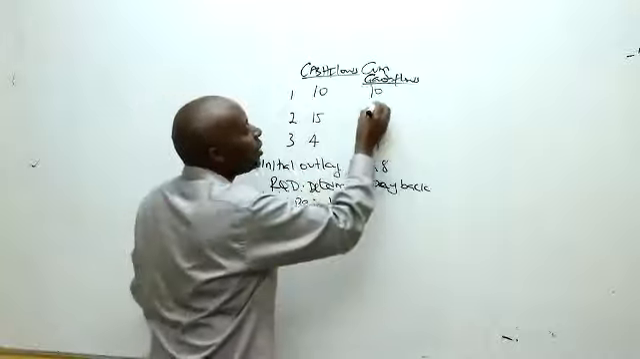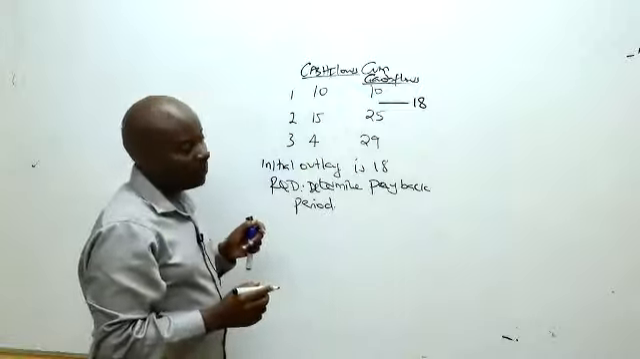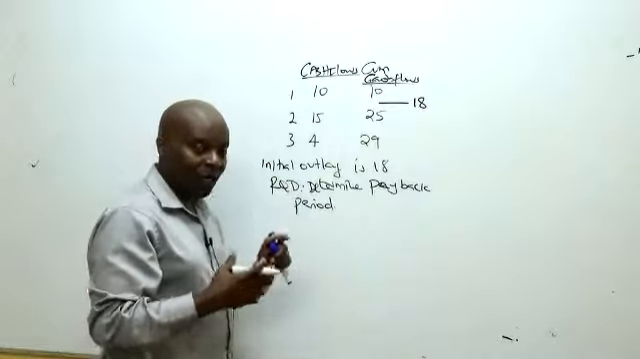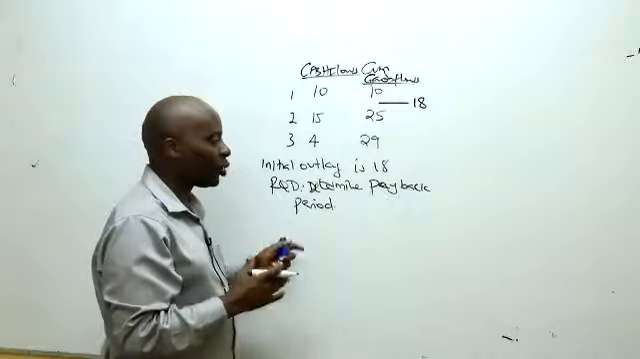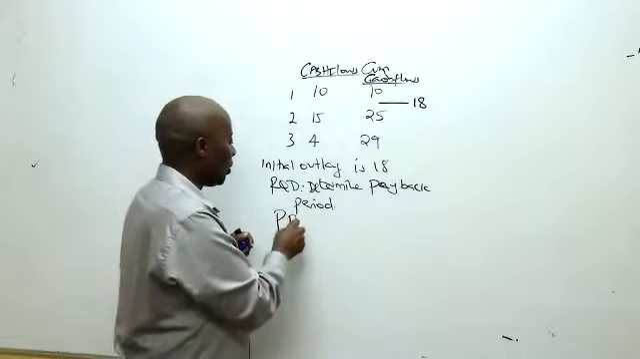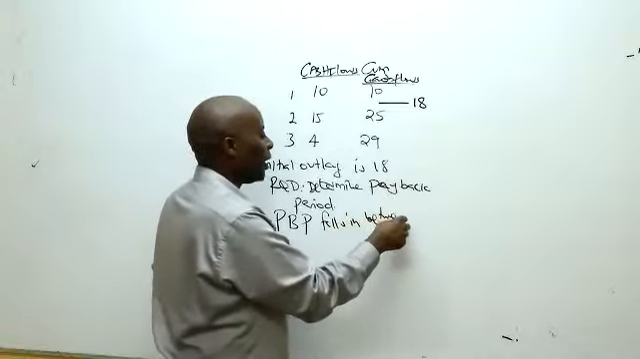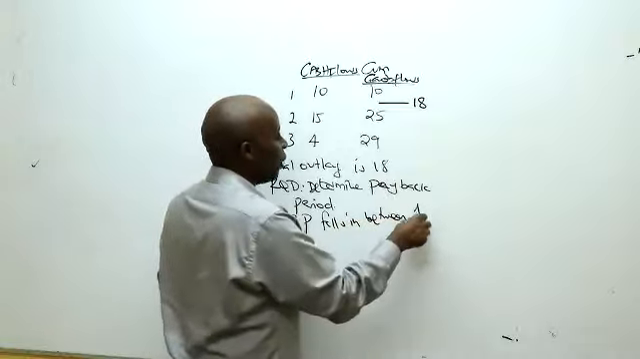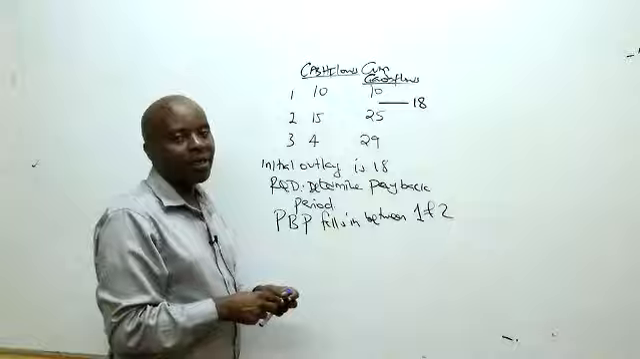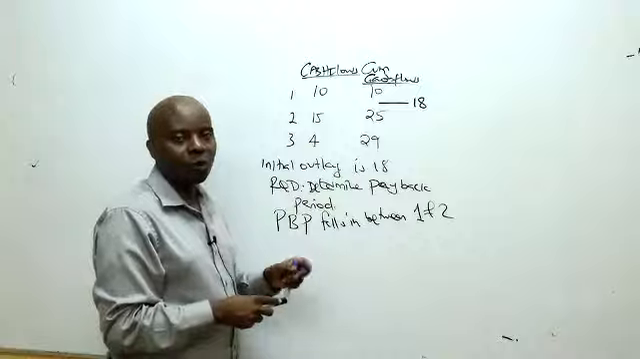So 18 is in between 10 and 25. We're writing this at the back of our book so that you can bring everyone up to speed as regards what you shall be doing today. Now, it means, ladies and gentlemen, that my payback period falls in between year 1 and year 2.